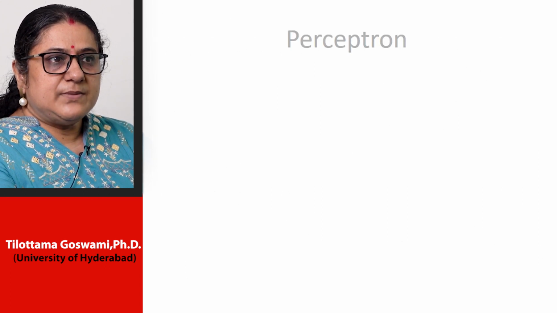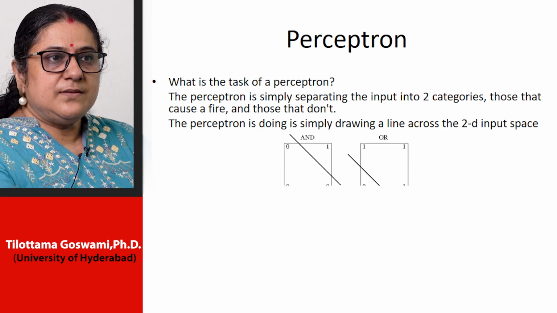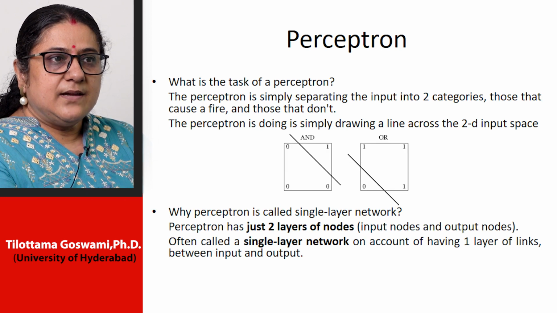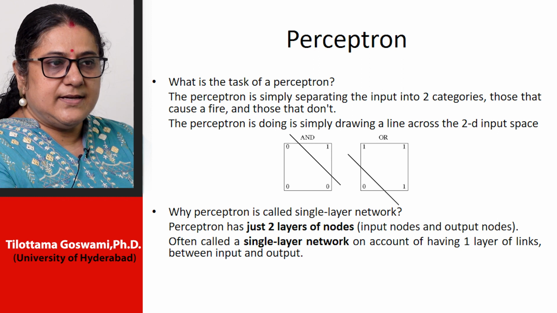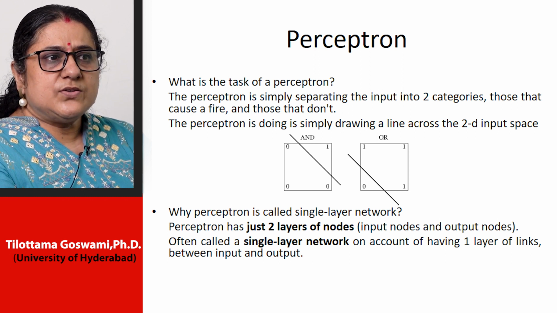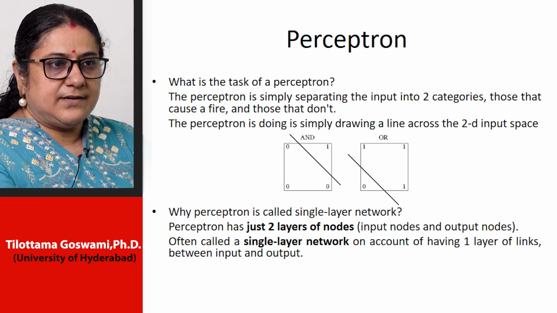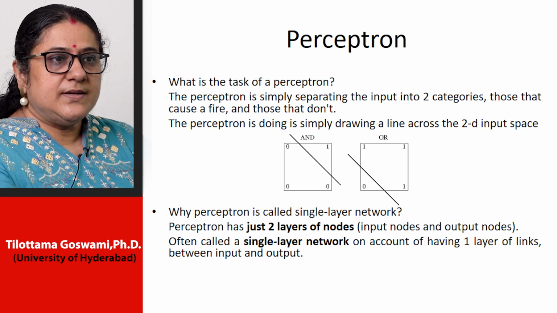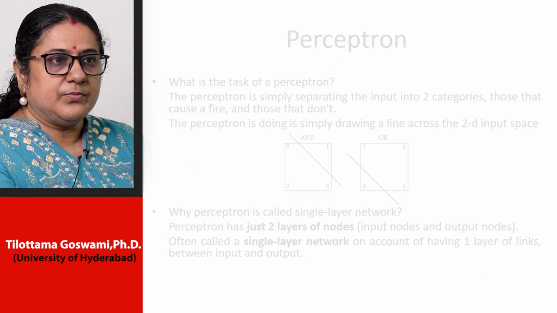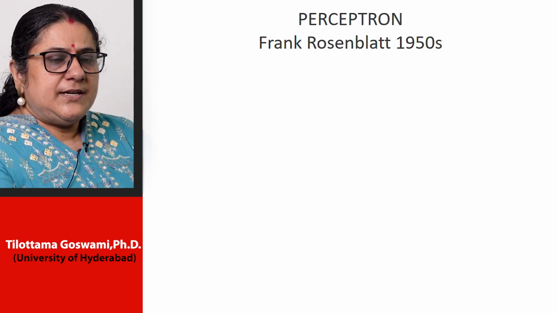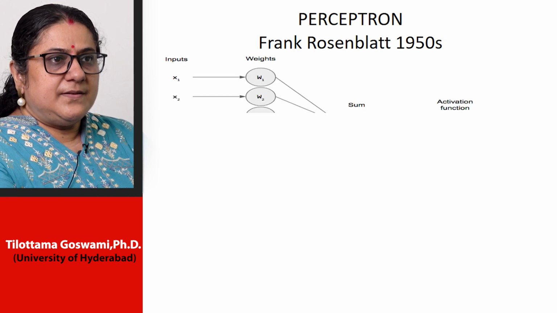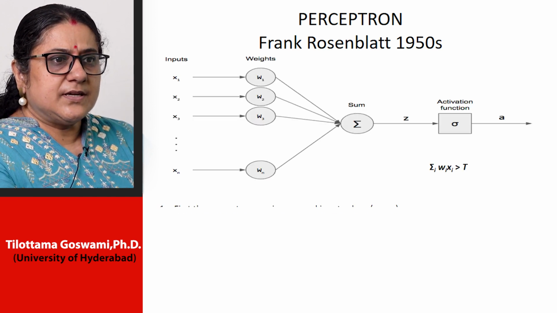Now coming to the perceptron, it separates two categories provided they are linear in nature. It is also called a single layer network, having just two layers of nodes, with one layer of links between the input and output. Frank Rosenblatt invented the perceptron in the 1950s. Let's see the working of it.